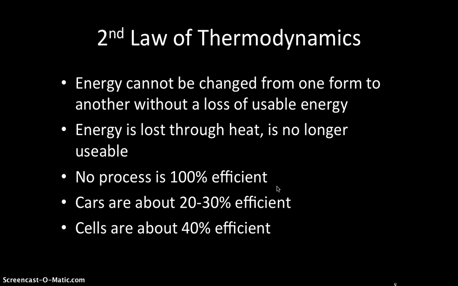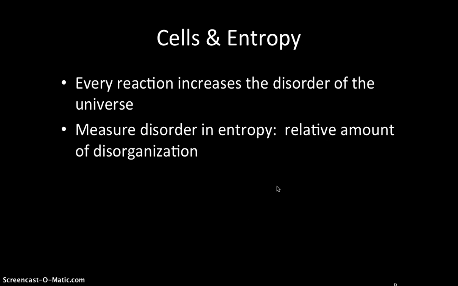Cars that we use, the energy that they use is stored as gasoline, and they're about 20 to 30% efficient. And cells are even better than that at 40% efficient. So the rest of that 60% energy is lost as heat inside of our cells. So there's a different way to state the second law, which says that every reaction increases the disorder of the universe. So we measure this disorder in something called entropy, which is a relative amount of disorganization.